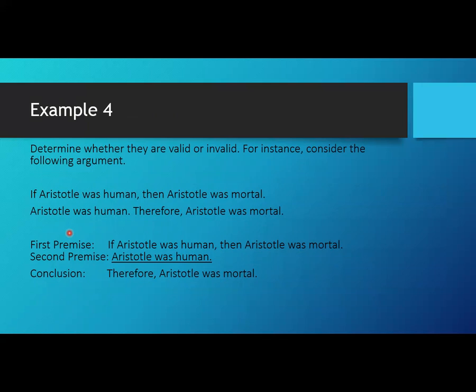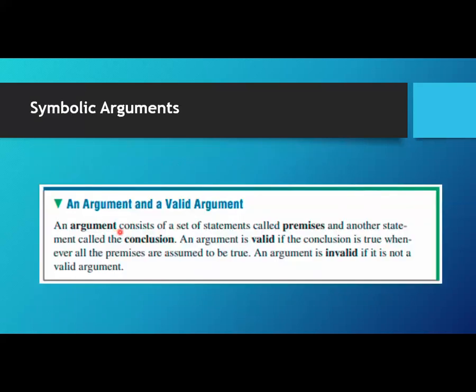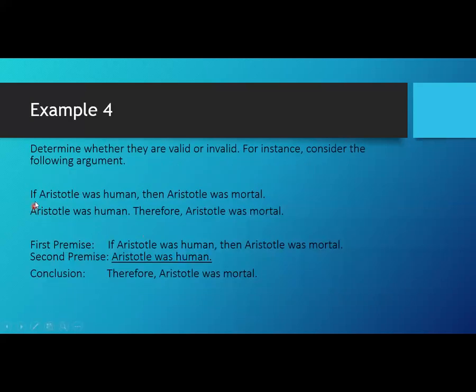If Aristotle was human, then Aristotle was mortal. Aristotle was human, therefore Aristotle was mortal. So this is our first premise, the second premise, and this is our conclusion. If we write this into symbolic form, ani siya ang atong mabuo. Let H be the proposition, Aristotle was human, and M, Aristotle was mortal. Okay, so this is the symbolic form of the given example.